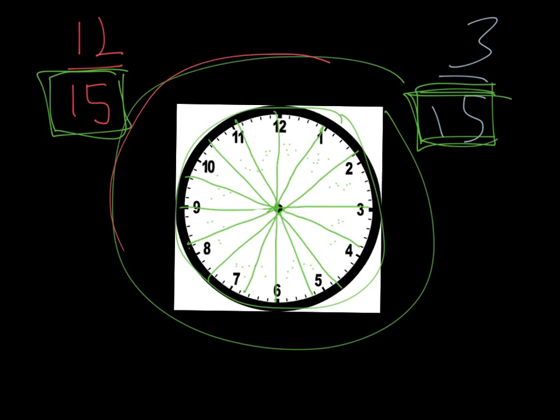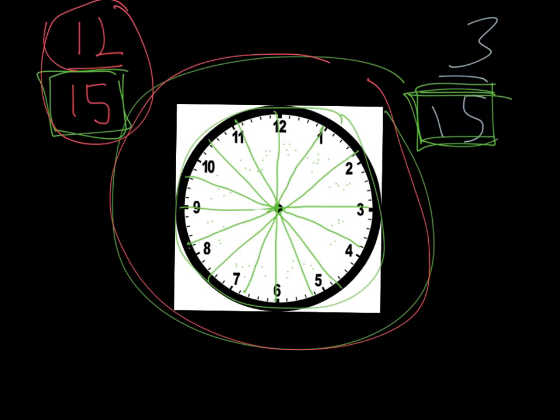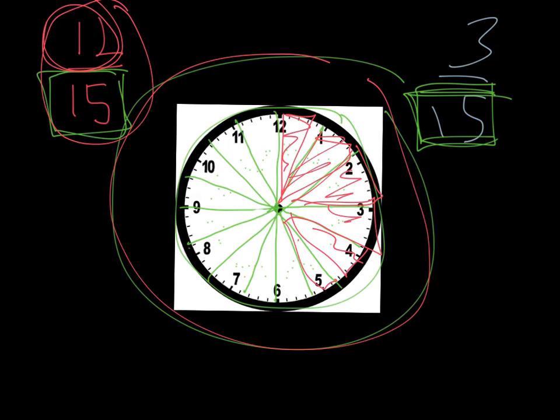So now when you're done with the clock, we're going to do the first fraction, 12 over 15. As the numerator indicates, I have to color 12 pieces of 15. So that would be 1, 2, 3, 4, 5, 6, 7, 8, 9, 10, 11, and 12.